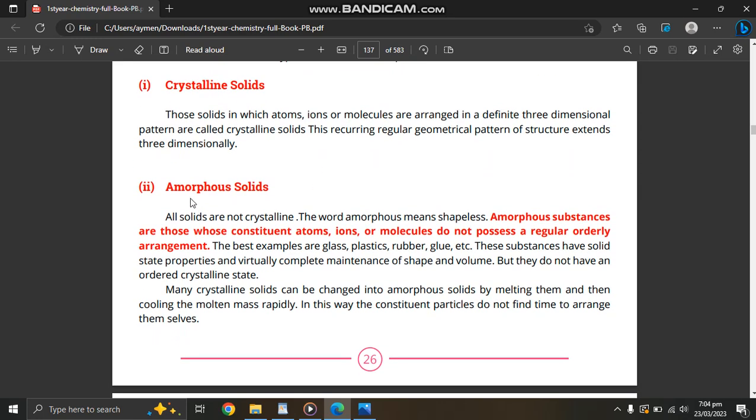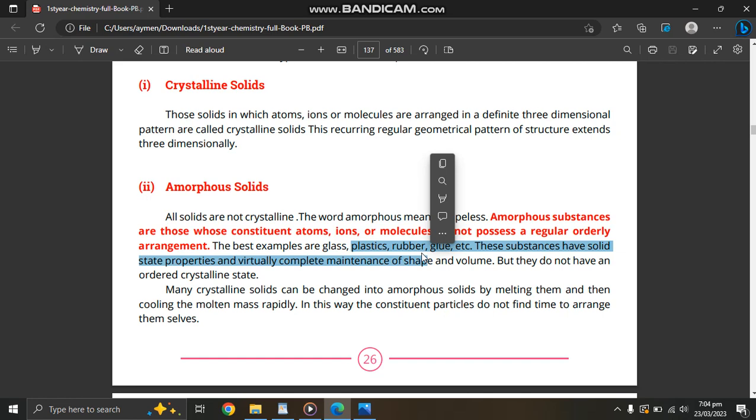What are amorphous solids? All the solids are not crystalline. The word amorphous means shapeless. Amorphous substances are those whose constituent atoms, ions, or molecules do not possess a regular orderly arrangement. The best examples are glasses, plastic, rubbers, glue.